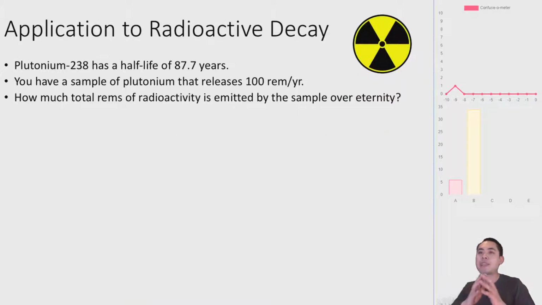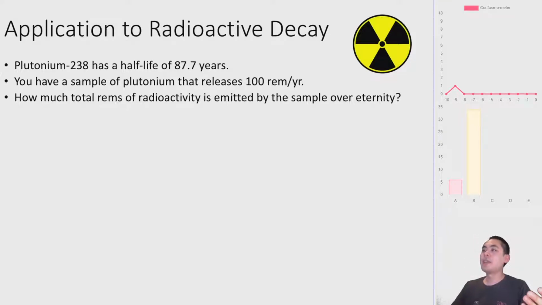One of these is radioactive decay. So now, plutonium-238 has a half-life of 87.7 years. Suppose you have a sample of plutonium that releases 100 rem per year. So this is a measure of radioactivity. So how many total rems of radioactivity are emitted by the sample over eternity?